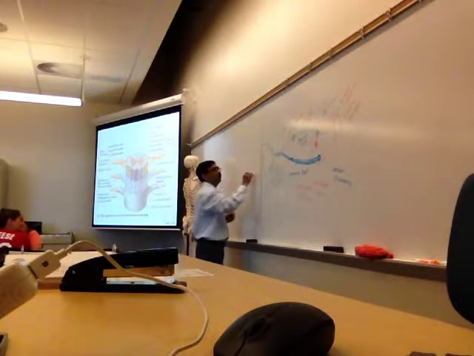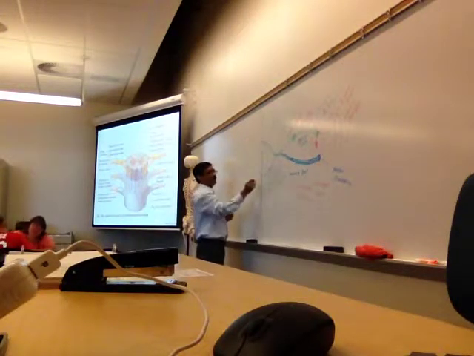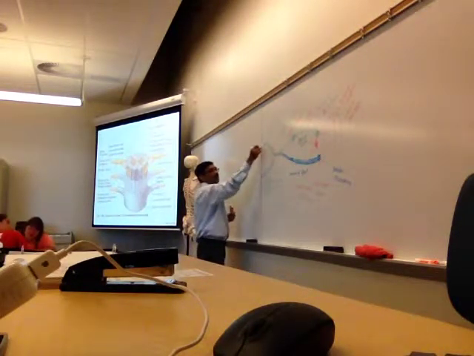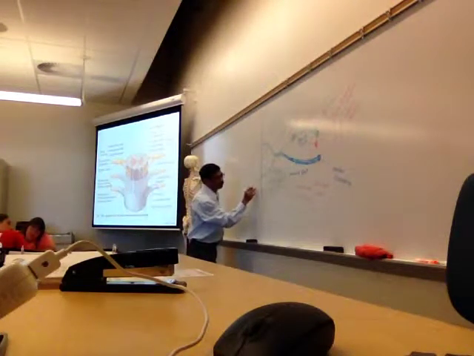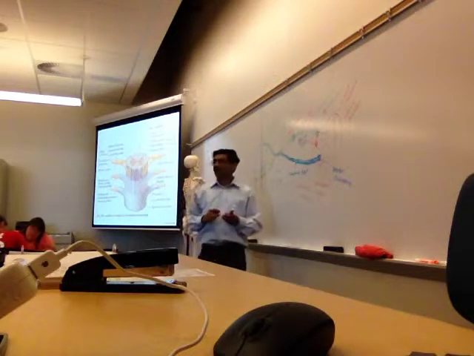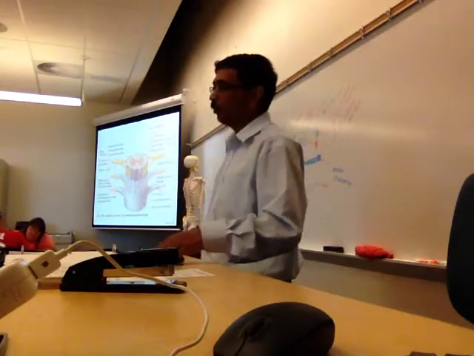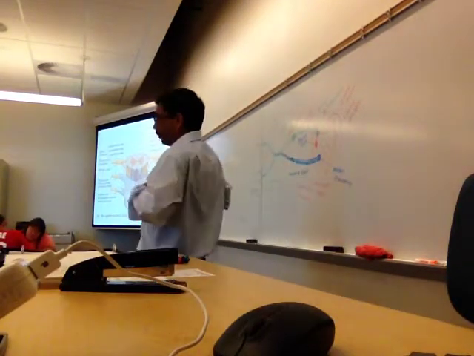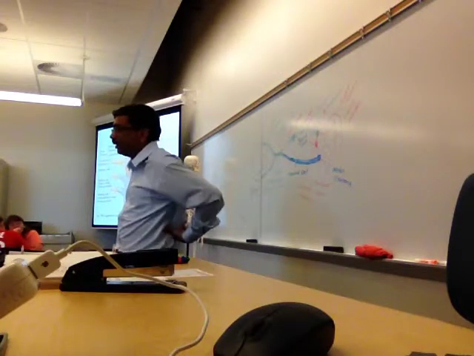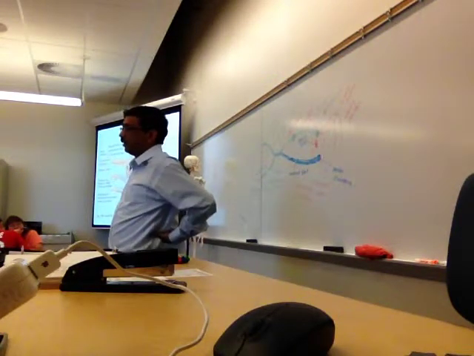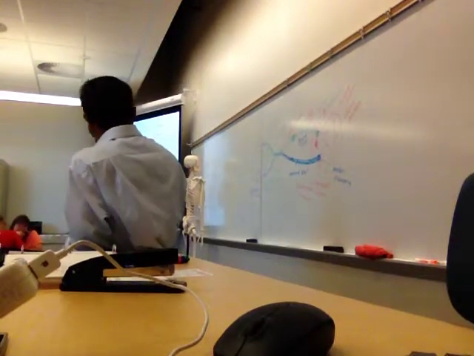This is your body wall. This is the back of the body. This is the front of the body. Okay? So both ventral and dorsal rami will enter into the body. Ventral rami will supply the front part of the body. Dorsal rami will supply the back part of the body. Okay.